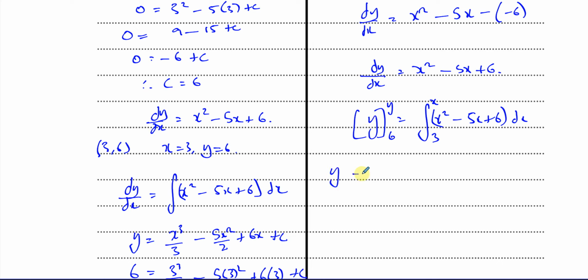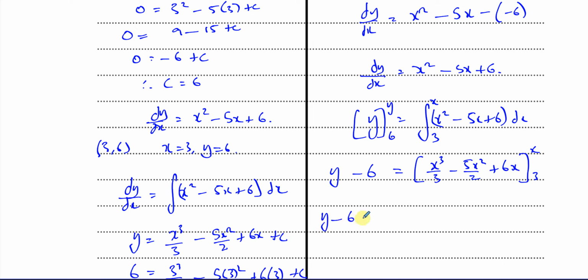So you have y minus 6 equals, now this side I need to integrate, which gives us the same expression as this: x cubed over 3 minus 5x squared over 2 plus 6x. I don't have to put the plus c because I've got my limits here. This will automatically find what my c is.